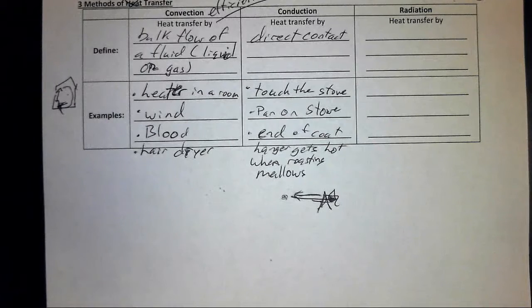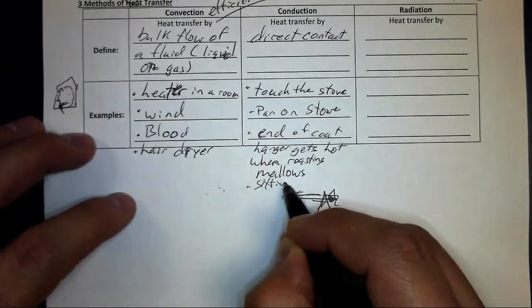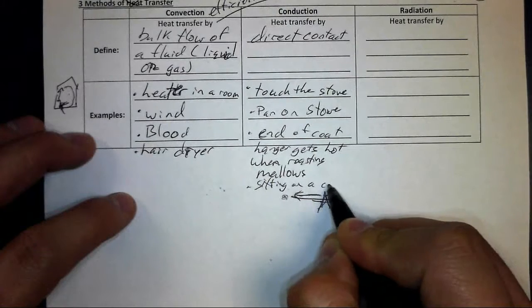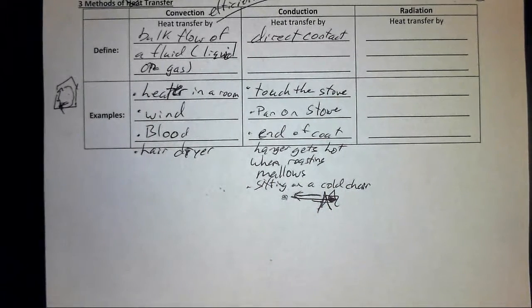You can also think about if you came into my classroom or another room. A lot of people complain about my room being cold. You sit down on a chair, sitting on a cold chair, and it's cold at first, but eventually you start to warm up the chair because of your own body heat.